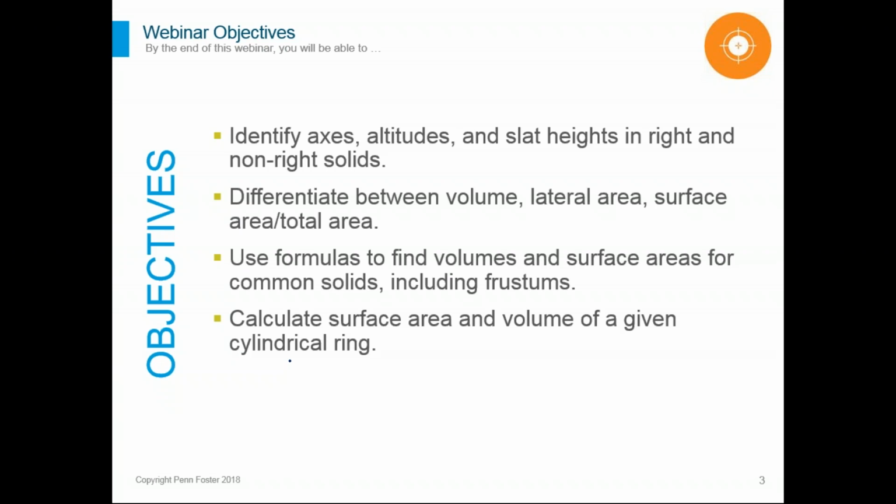Today also we're going to look at different formulas for volume, lateral area, surface area, and also we're going to learn how to calculate total area of solids. Today, we're going to specifically look at one of the challenging topics, I think the most challenging one in that unit, which is the volume and surface area of a cylindrical ring, because that is not a typical solid, but it is part of our study unit. So we're going to focus on that one solid and try to gather what we should know about it.